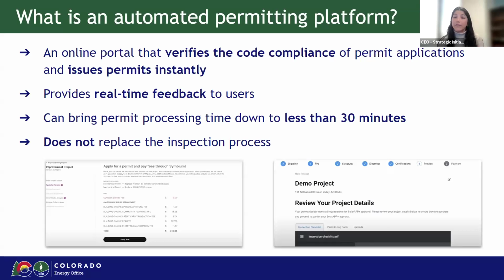The system can also provide real-time feedback to users. So as it's checking those details, if it finds an issue with the code compliance, the system will provide that feedback to the user and require that they make any adjustments necessary for compliance before the user can finish the process and receive the permit.